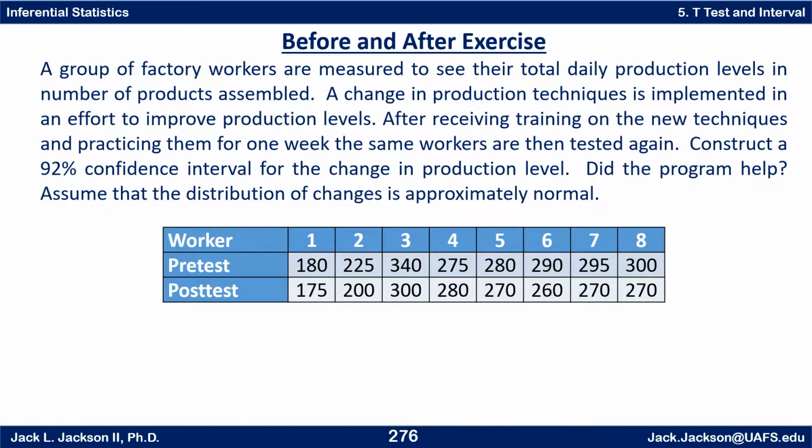All right, your turn. Let's give you an exercise and see if you can work this one. A group of factory workers are measured to see their total daily production levels, in number of products assembled. A change in production techniques is implemented in an effort to improve the production levels. After receiving this training on the new techniques and practicing them for 1 week, the same workers are then tested again. Construct a 92% confidence interval for the change in production level. Did the program help? Assume that the distribution of changes is approximately normal, so we can get by with a sample size of only 8.